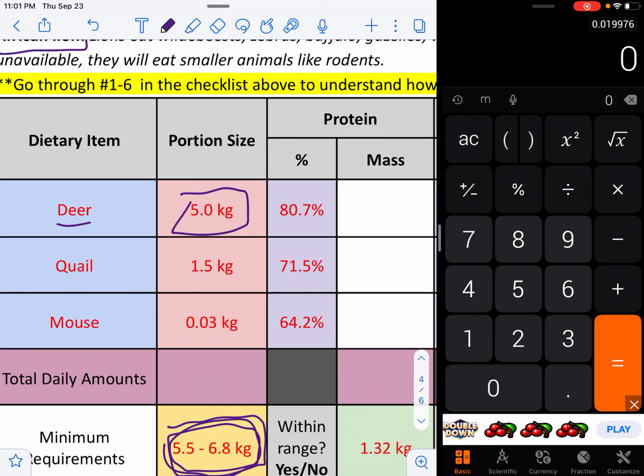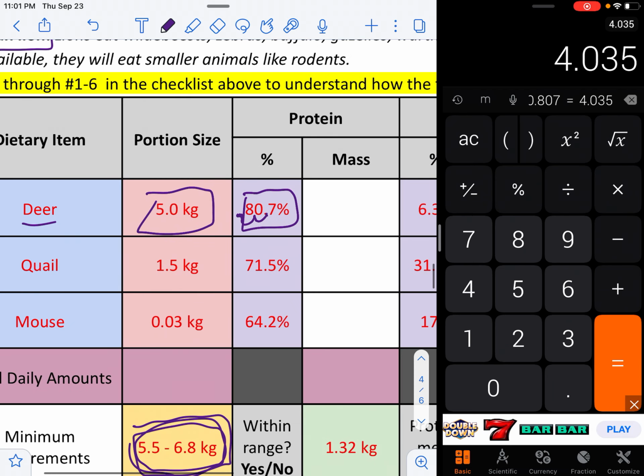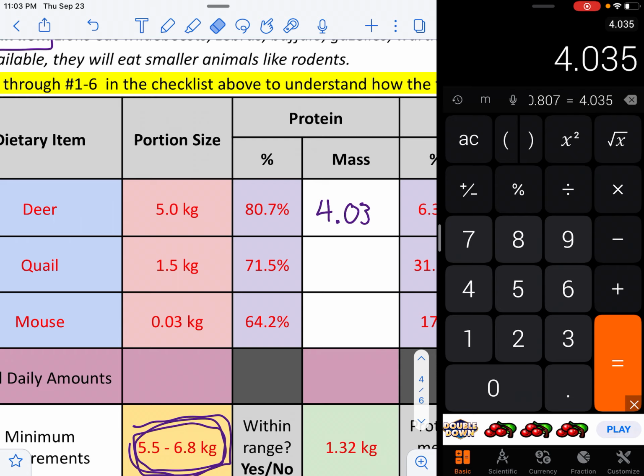I start with the portion size, which is 5.0, and I multiply that by the percentage, but the percentage has to be in decimal form, so I've got to move this decimal over 2 jumps. So now this becomes, watch on the right, 0.807. And notice how that value now is 4.03. That is the amount of the mass of protein within that 5 kilogram portion size.